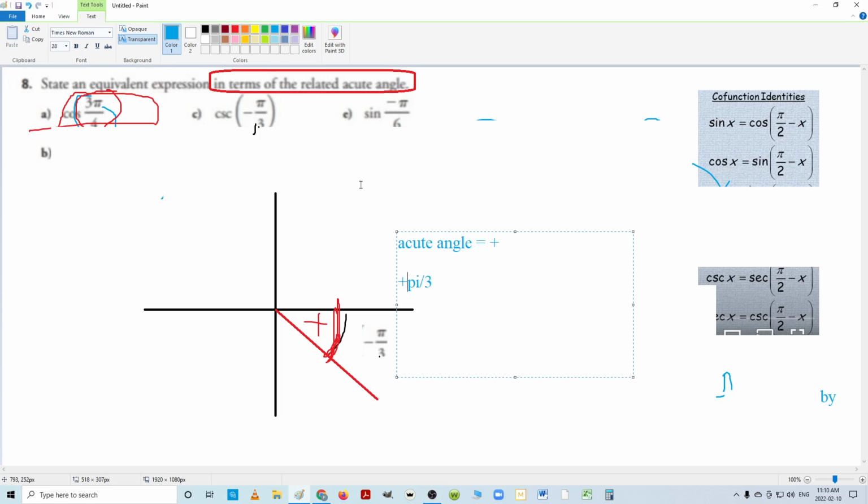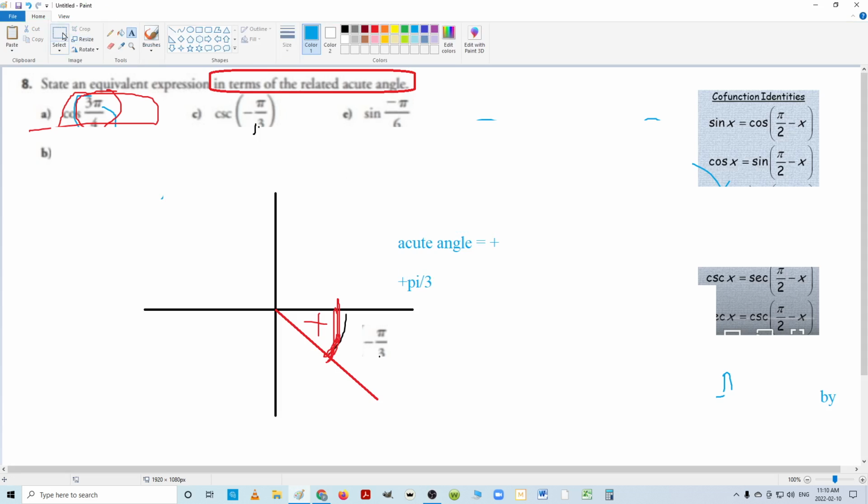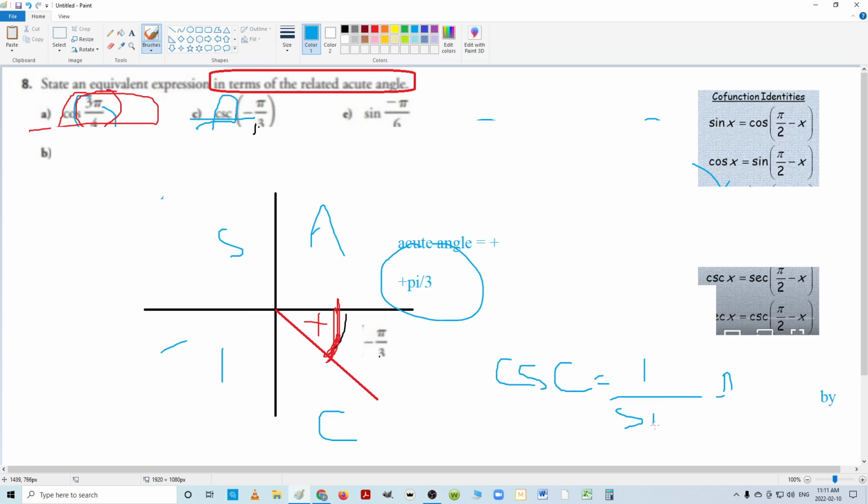Now, it's clear that I'm going to have to multiply something by a negative 1 to get the same value. But first, let's figure out what we're dealing with. Now that we figured out the acute angle, we go to the next step, CAST. C-A-S-T. Wait a minute, we're dealing with cosecant. So here's where we have to understand that cosecant is the same as 1 over sine. So the CAST rule here will apply to sine.